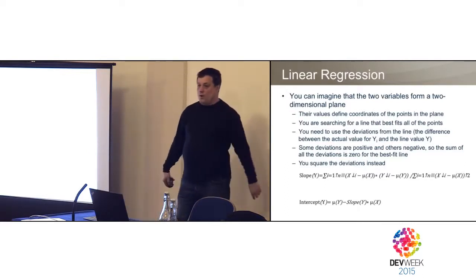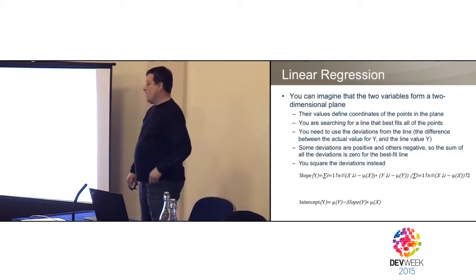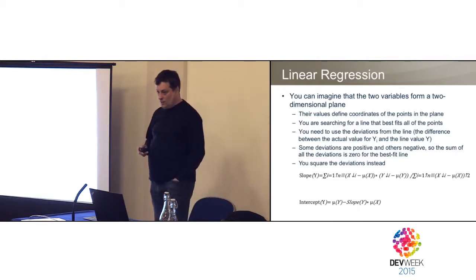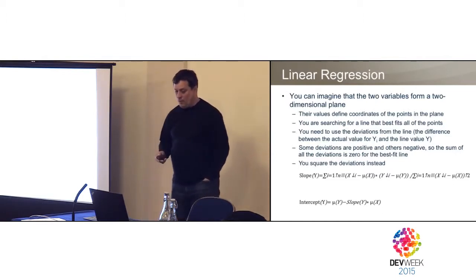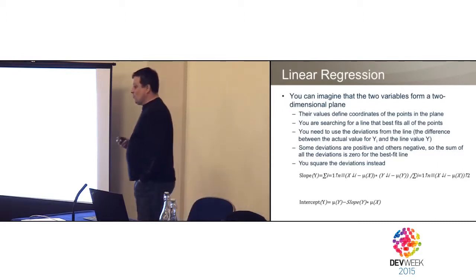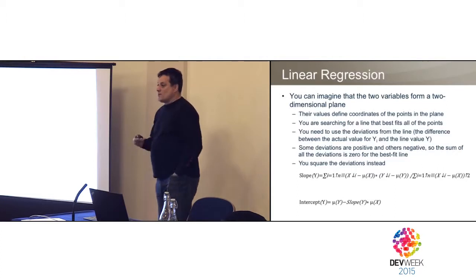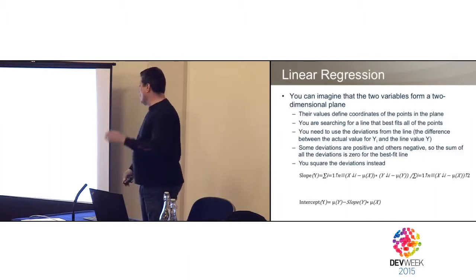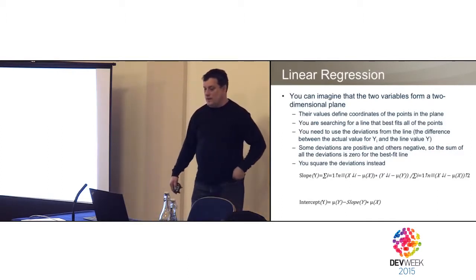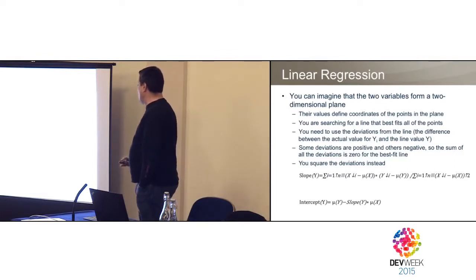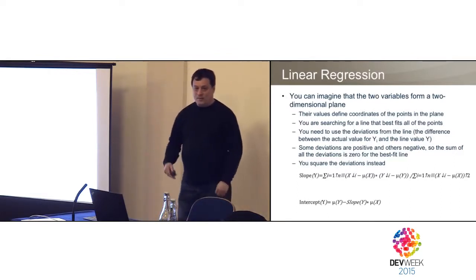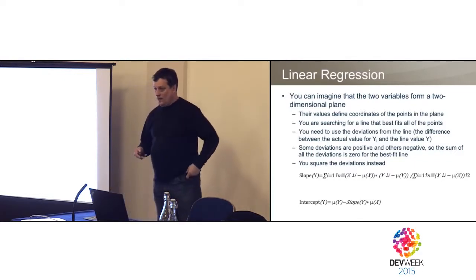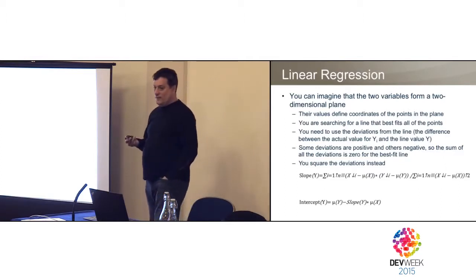Now if you draw these points in a scatter plot, with linear regression you are searching for a line that best fits all of the points. So this is what you are searching for. How do you define the best fit? The points must be all together the closest to the line. So this is the best fit. You measure the deviations from the line, the difference between the actual value for some point and the line value. You want to minimize these deviations.